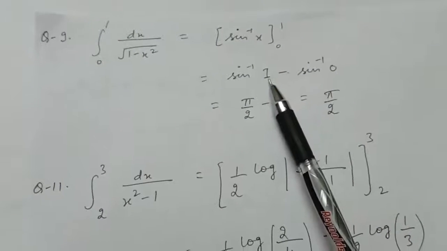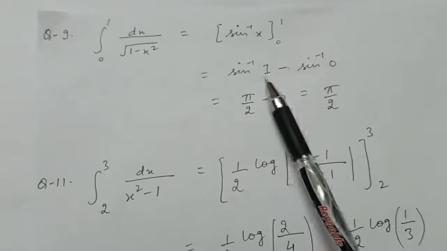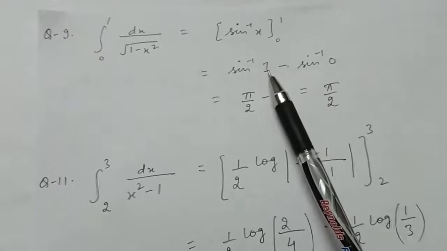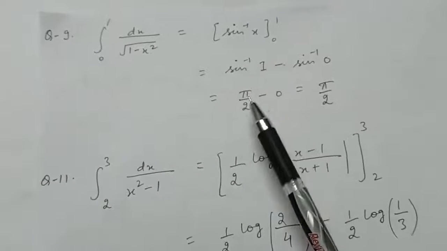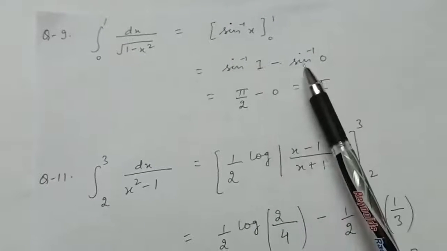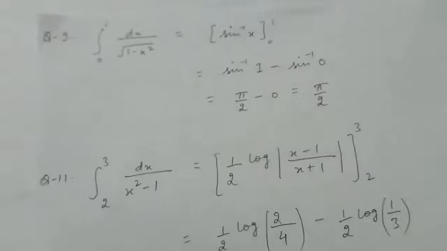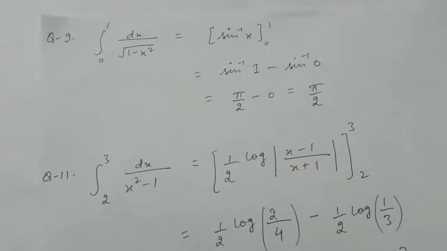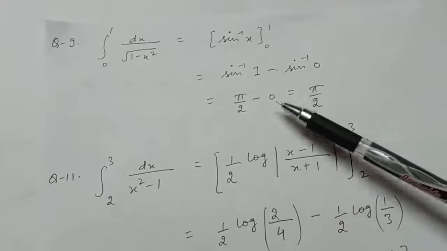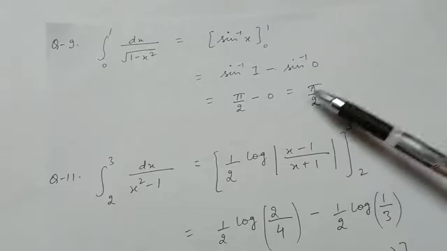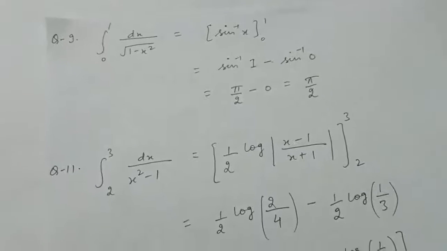Now sine inverse 1: the value of sine is 1 at pi by 2, therefore sine inverse 1 will be pi by 2, minus sine inverse 0 will be 0, because the value of sine is 0 at 0, right? Sine 0 is 0, therefore sine inverse 0 is also 0. So this will be equal to pi by 2.